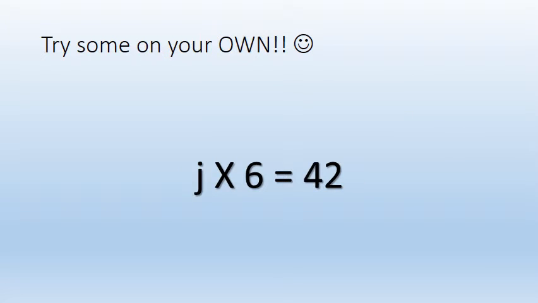Okay, here's the more tricky one. So long as you follow our steps, I think you'll be okay. Here's the hint. You need to do the opposite of the math function. The variable is j. So j times 6 equals 42. See if you can figure out what our first step is. Go.